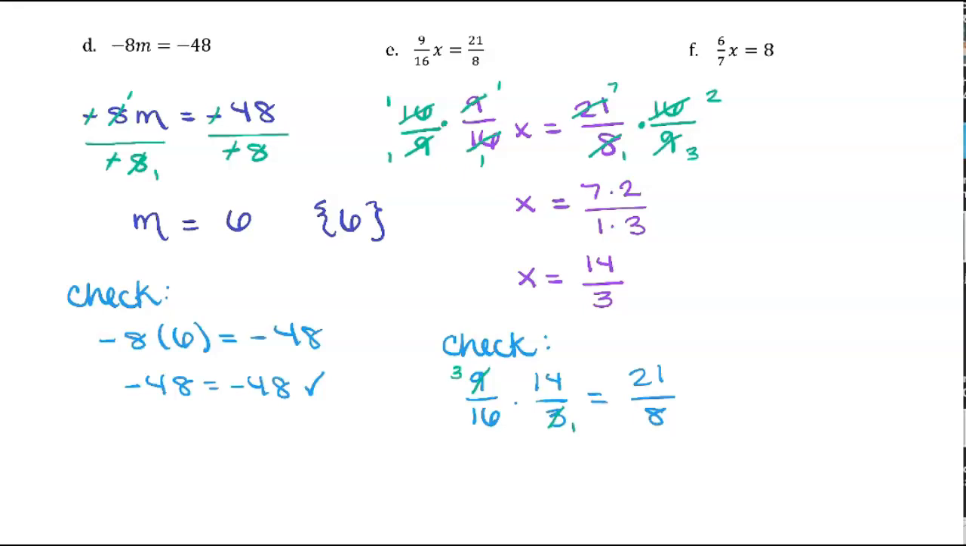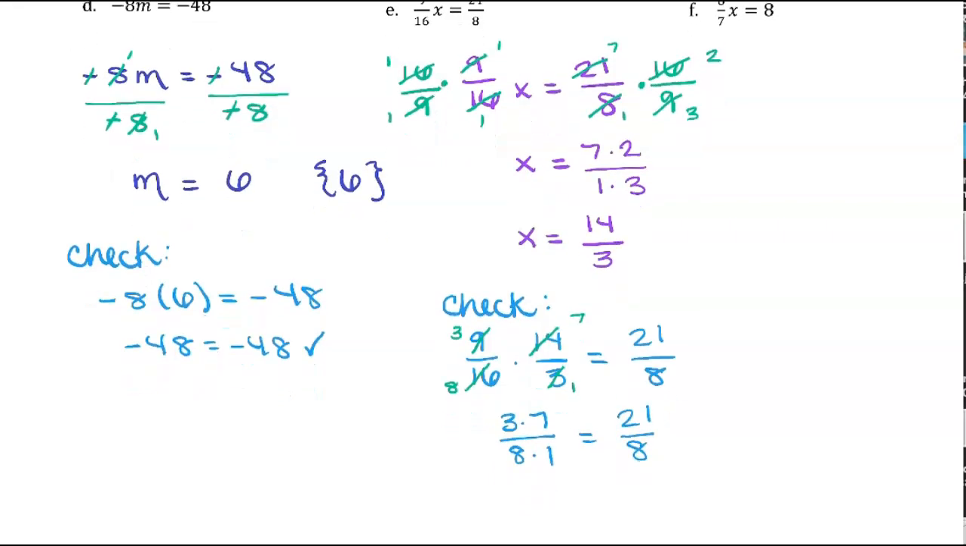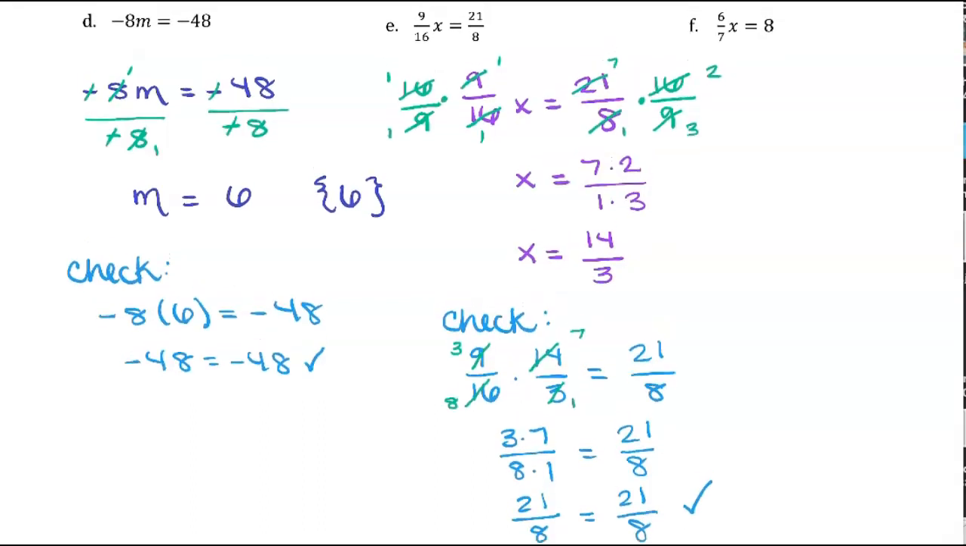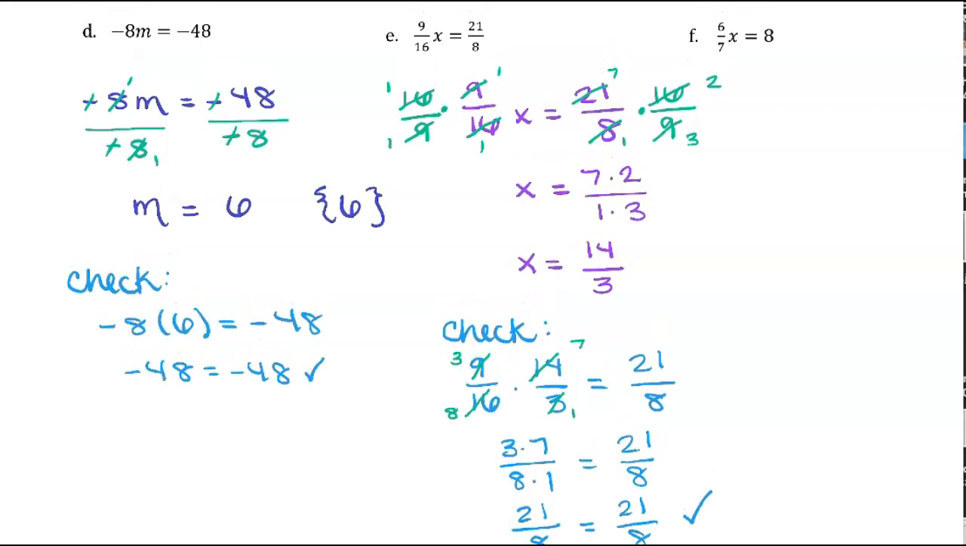With 14 and 16, we could divide both of those by 2. 2 goes into 16 8 times, and 2 goes into 14 7 times. This leaves us with 3 times 7 in the numerator and 8 times 1 in the denominator. 3 times 7 is 21. So we do get 21 over 8 equals 21 over 8. That is a true statement, so our solution of x equal to 14 over 3 works. And we would write our solution to the equation as the set containing the single value of 14 over 3.